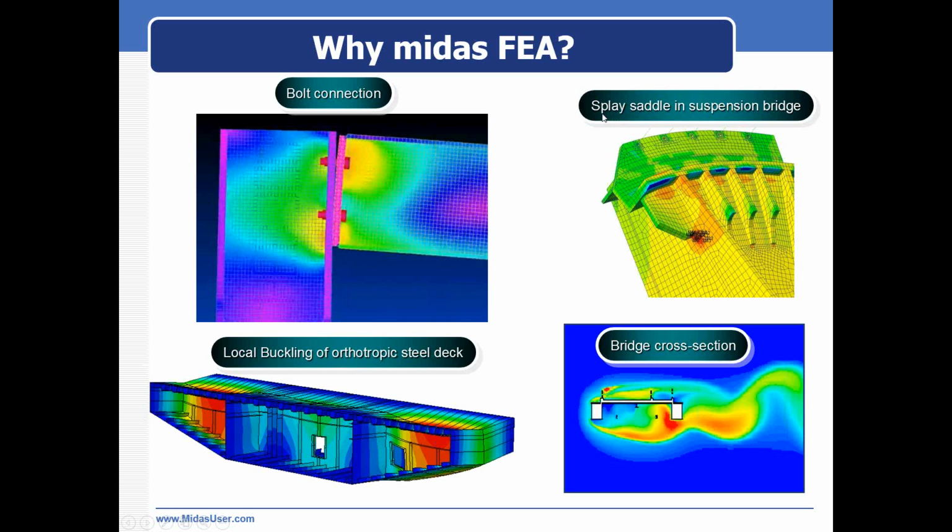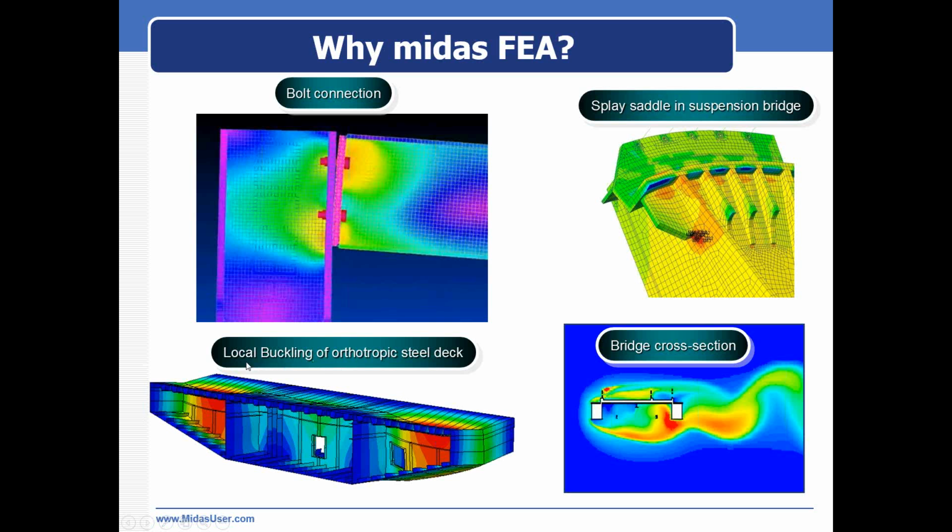Next application would be the splay saddle in a suspension bridge. This is actually a real-time project application from a suspension bridge model using Midas FEA. From there, we have taken this example. Actually, what was happening in this case was this steel flange was piercing into this steel body, and there was high stress concentration which was exceeding the stress limits. If we hadn't modeled this using Midas FEA, then we could not get these detailed concentrated stresses at these locations.